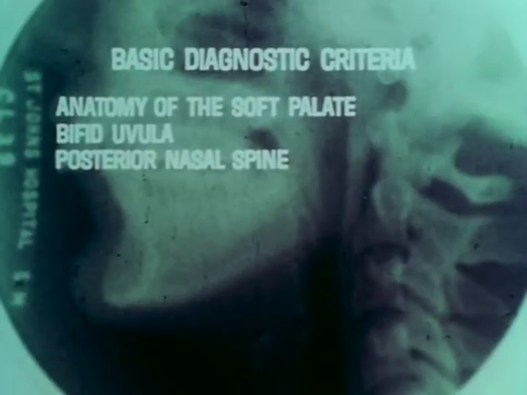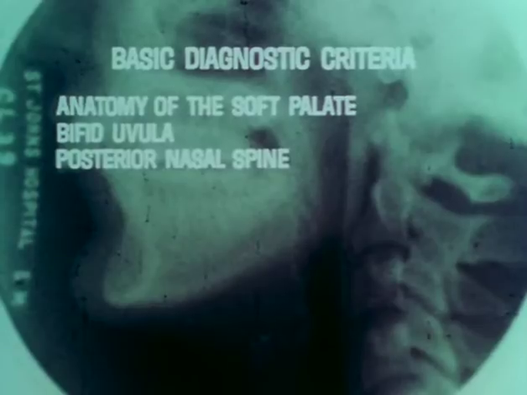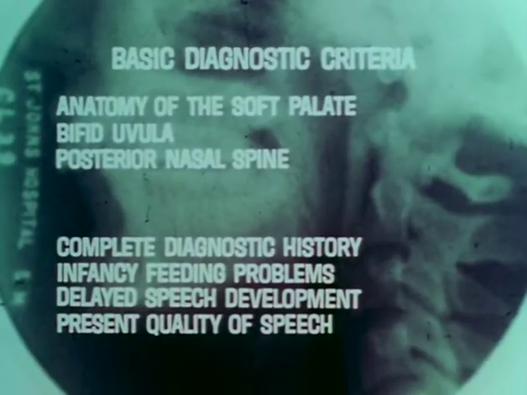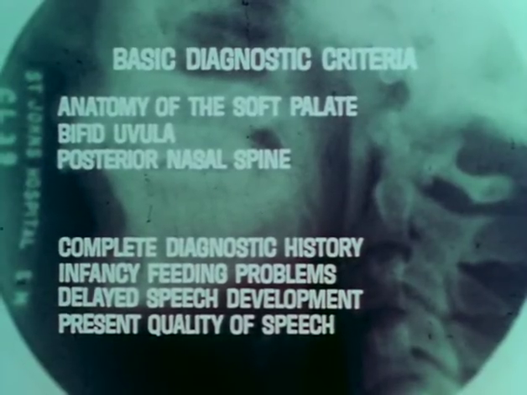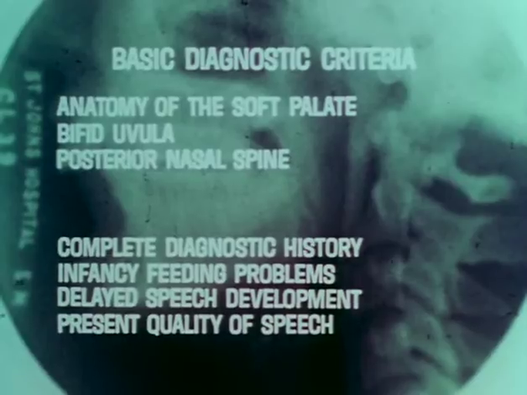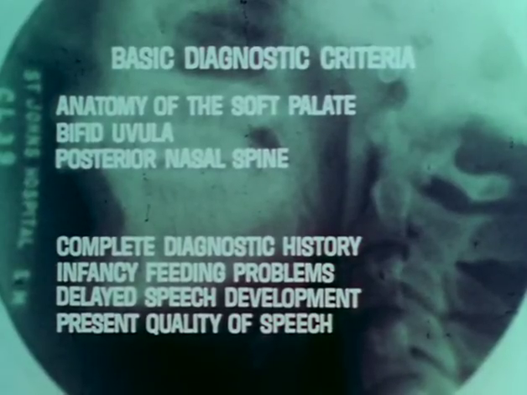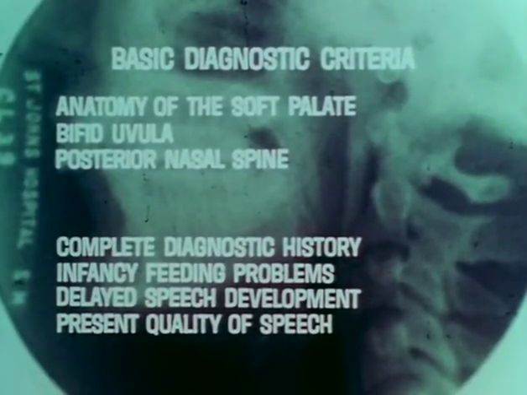He should palpate the palate to establish the presence of a posterior nasal spine. The history should note feeding problems during infancy, especially incidents of nasal regurgitation, slow or delayed speech development, and whether the preoperative speech quality is hypo- or hypernasal. When one or more of these findings are confronted, one should be alert to the possibility of a congenital velopharyngeal incompetence, submucous cleft palate, or other anomalies.